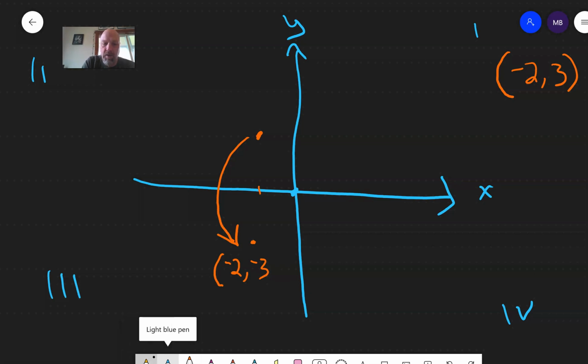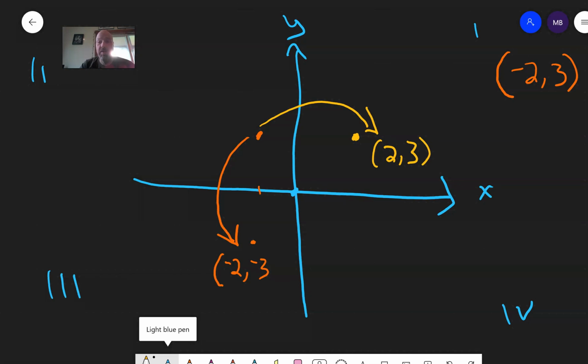Okay? And now let me make a reflection over the y-axis. So it's going to go this way. And what's it going to be over here? It's going to be, well, 1, 2, +2. Remember, I don't write a plus when it's positive. Positive 2 and positive 3. So I hope that helps.